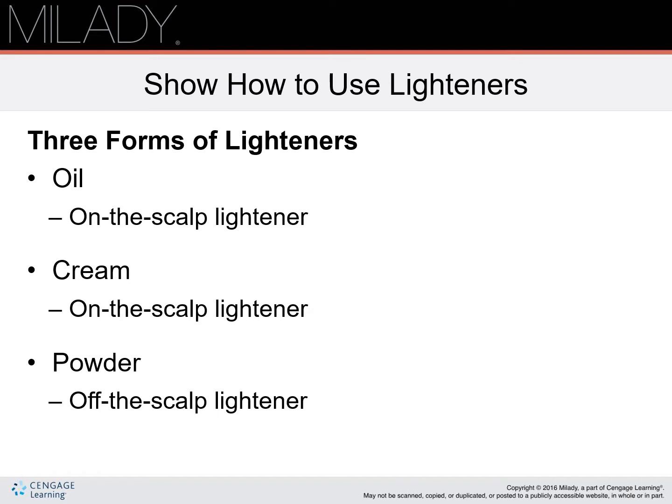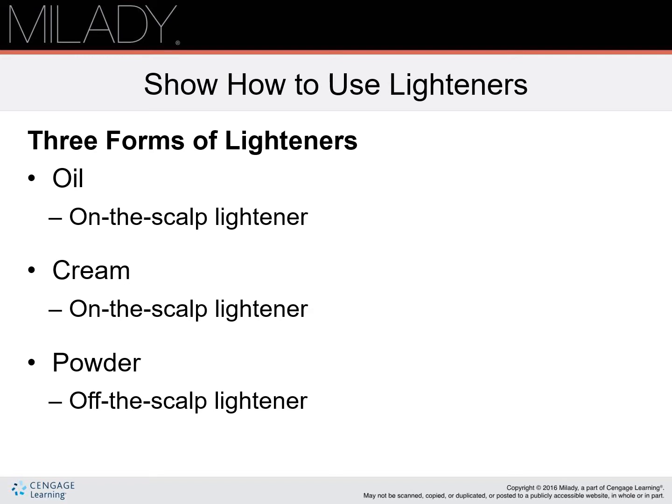There are three different forms of lightener commonly used, and that is going to be your oil lightener, your cream lightener, and your powder lightener. Oil and cream are both considered to be on the scalp. A powdered lightener can be applied on the scalp, but it is actually considered to be an off the scalp lightener.